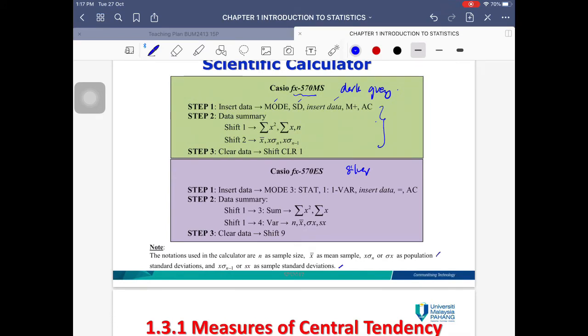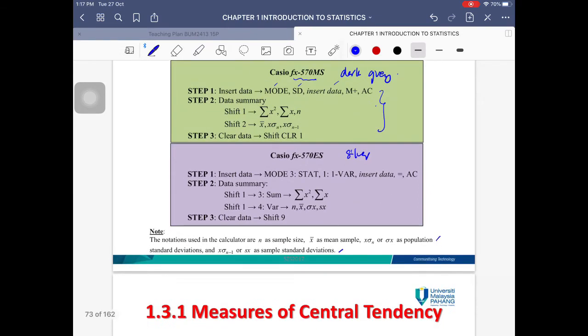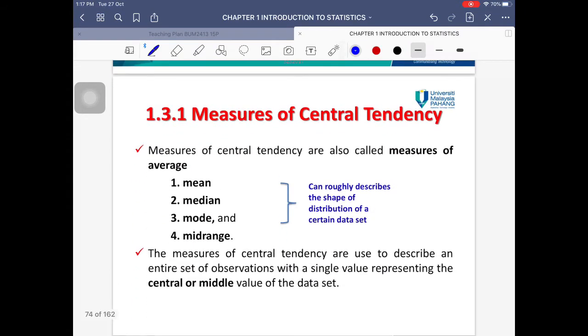And different calculators could actually give you different notation, so you have to be very careful. So have a look very carefully at which symbol is used by your calculator. So which one is for sample, which one is for population, and so on.